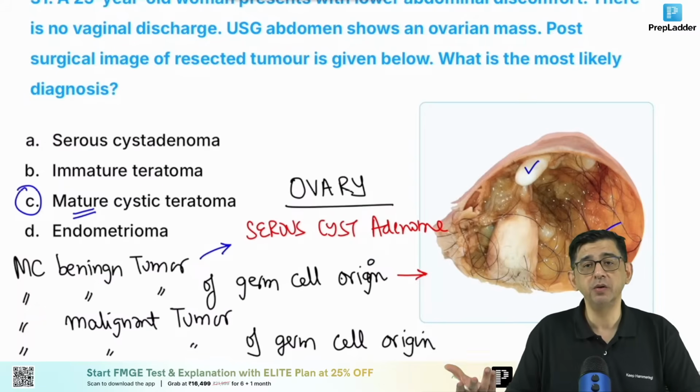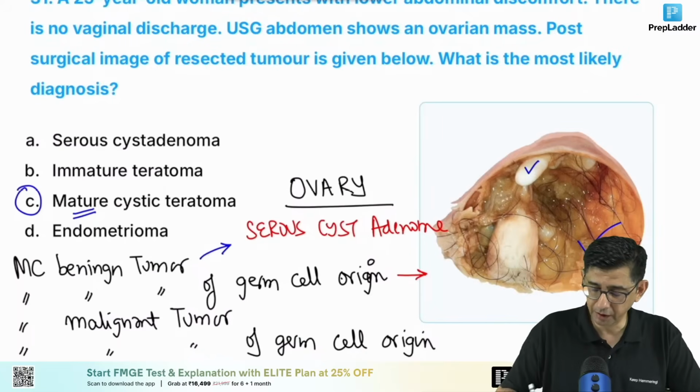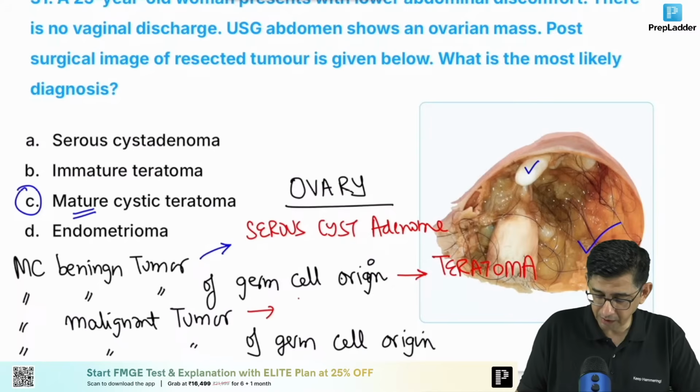We are discussing it already, right? When I'm saying the word germ cell tumor, then we are thinking in terms of a teratoma. Very good. This would be a teratoma. Now it's the malignant tumor. So the malignant tumor would be answered as serous cystadenocarcinoma.